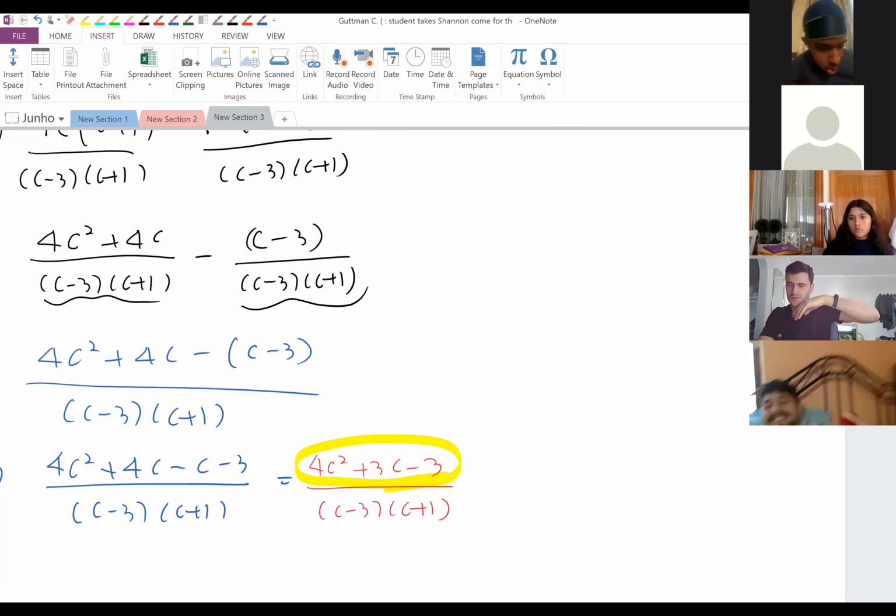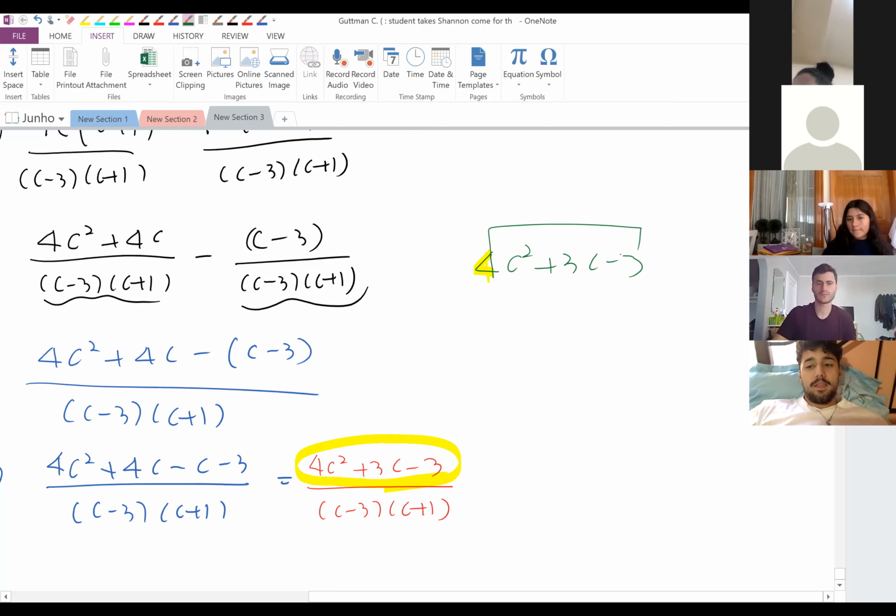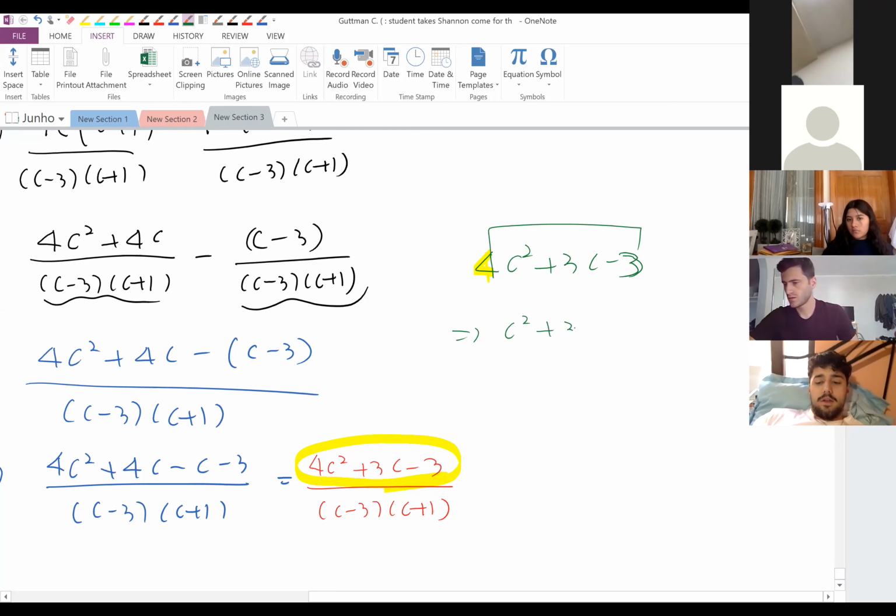Now we need to factor this out. So 4c squared plus 3c minus 3. Multiply this out. Then c squared plus 3c minus 12. Don't forget we have a equal to 4.